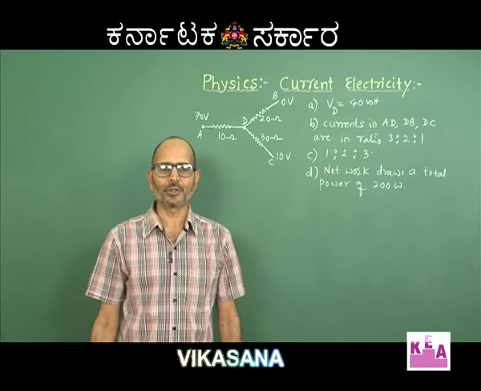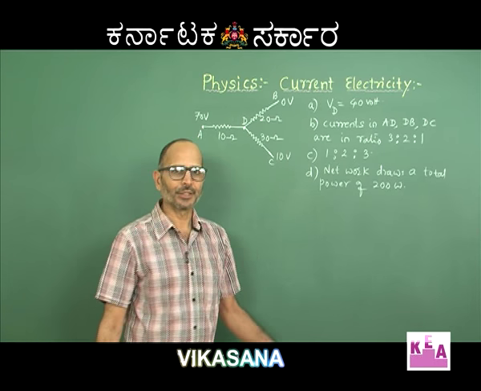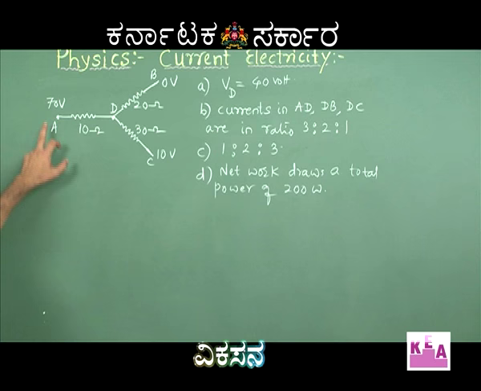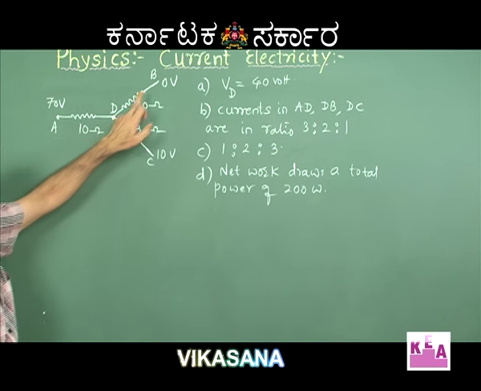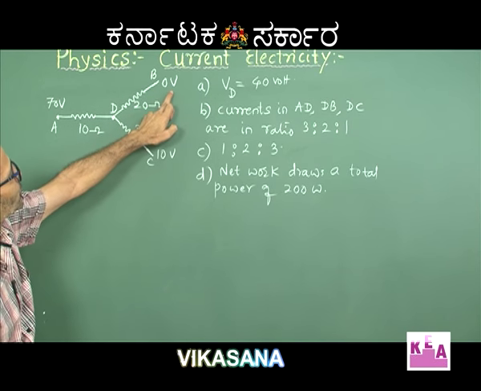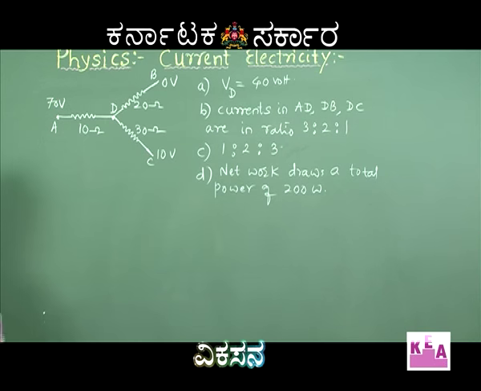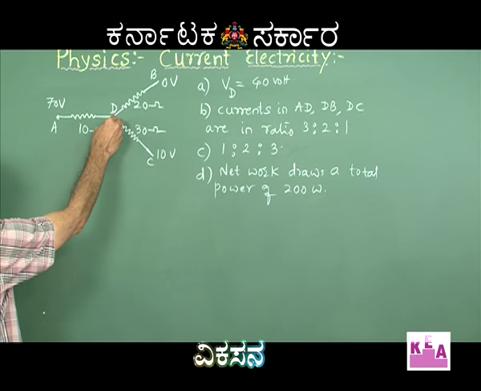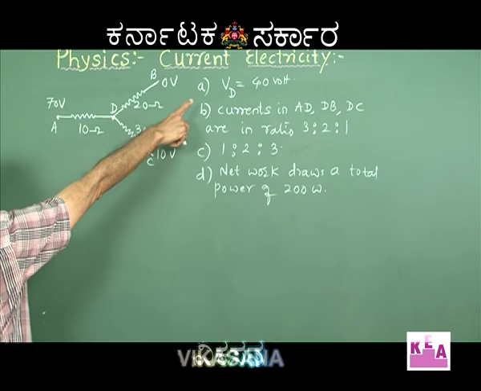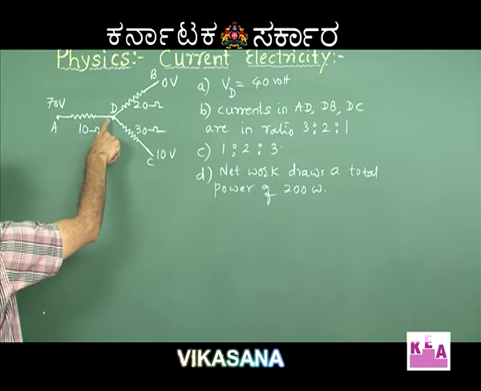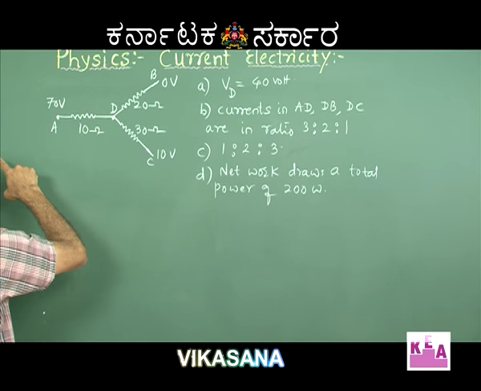So, here is a small network and let us read it and try to understand. This is the network given. The potential of the point A is given to be 70 volts, that of the point B is given to be 0 volts and of C is given to be 10 volts. The potential of the joint D is to be found, that is one of the options there.